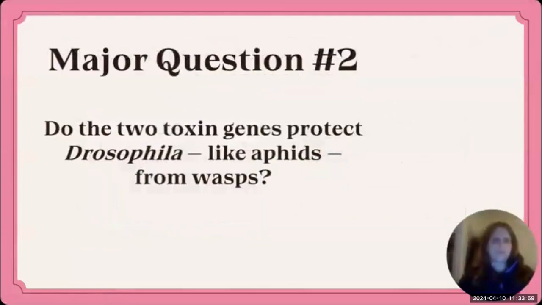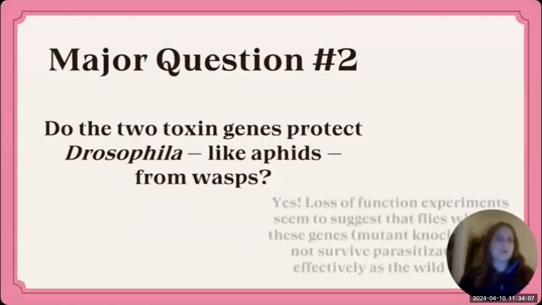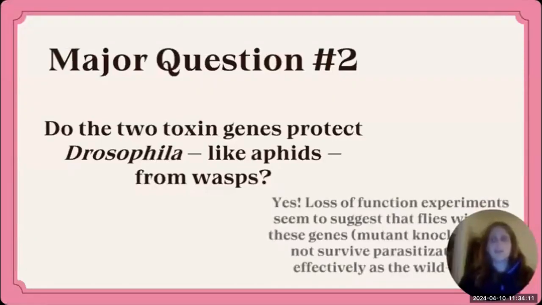So the answer to the second major question, do these genes protect Drosophila like aphids from wasps? And the answer does seem to be yes. Based on our CRISPR experiments of loss of function, flies without these genes seem to fare more poorly against parasitoid wasps than do the wild-type flies.